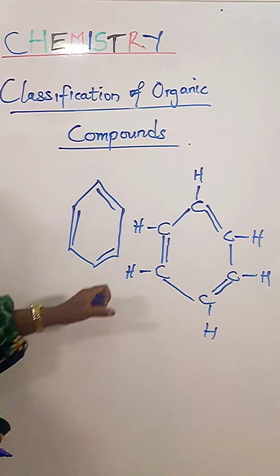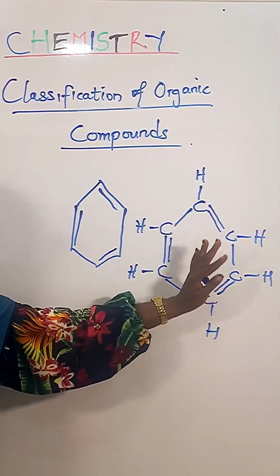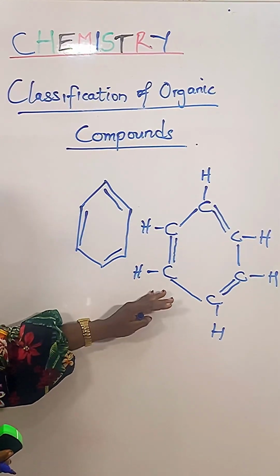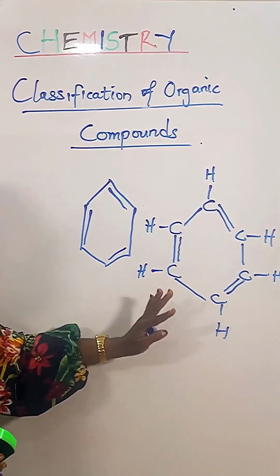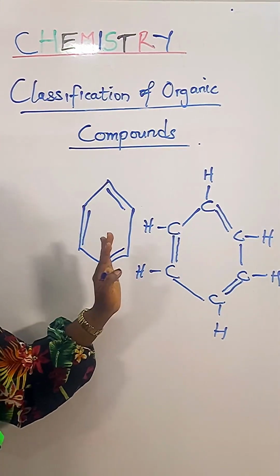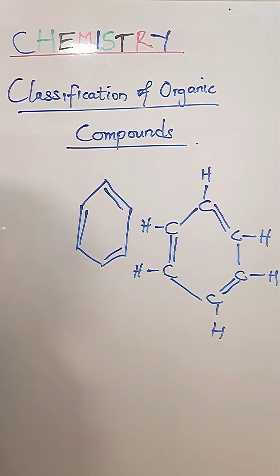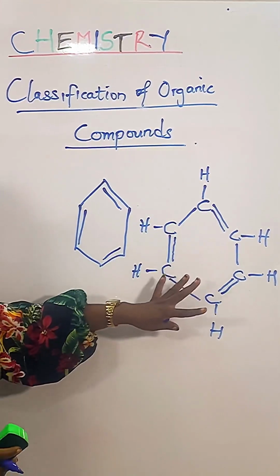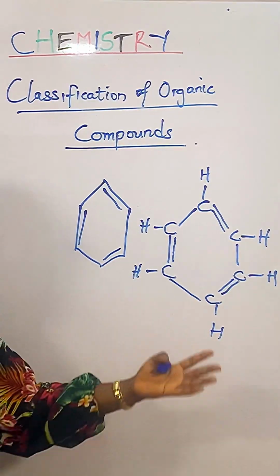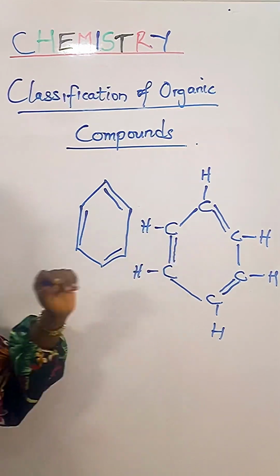Don't worry, as we move on, you tend to understand all these things. But when you look at the skeletal structure of benzene, you will see that throughout the compound we only have carbon and hydrogen. That is what a homocyclic or carbocyclic compound is. Then you also see that they are in a ring form. That means they are not straight and they are not branched. So that is an example of a homocyclic compound.